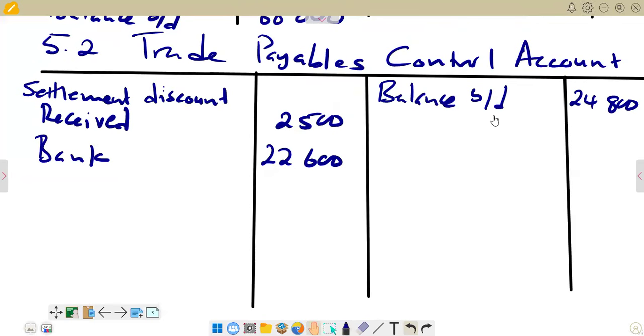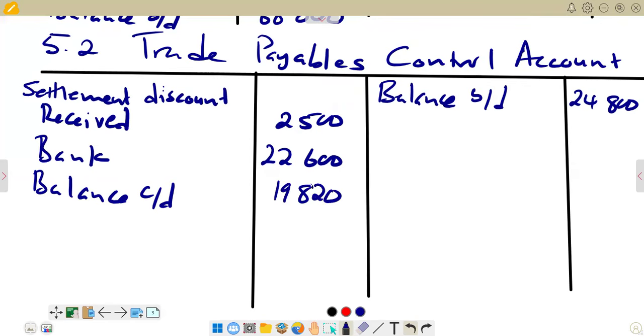As our closing balance, remember the payables is on the credit, so we put it on the debit as our balance c/d, the closing balance. The amount that we are having there is 19,820. So we have the opening and closing, all the information we've entered, but the figure that we're looking for in the trade payables control is the purchases figure. Purchases will be on the credit side here. So this is the figure that we are looking for, and we can only find it as a balancing figure. So we can put our double lines.